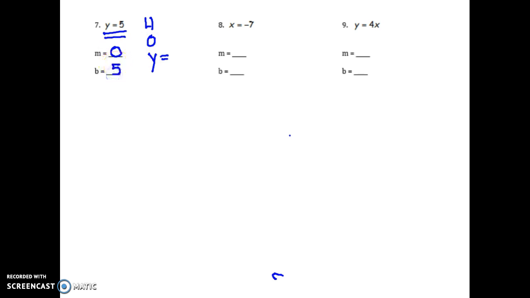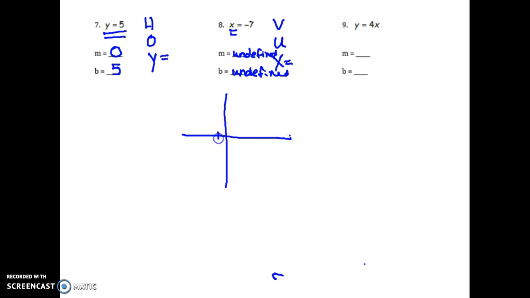Now, number 8 is also a special case. In this case, we think of the special case for a vertical line because we see x equals, x is equal to negative 7. So our slope is actually undefined, and our y-intercept is also undefined. We have a vertical line, so we are never going to cross the y-axis. Because we would have x is negative 7, 1, 2, 3, 4, 5, 6, 7. A vertical line, and if you notice it keeps going on and on forever, it would never cross the y-axis.